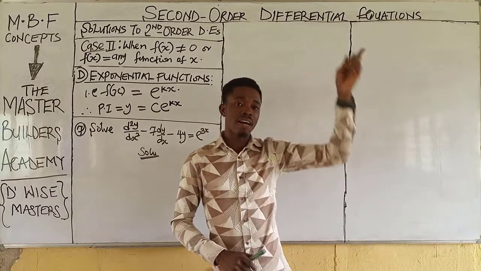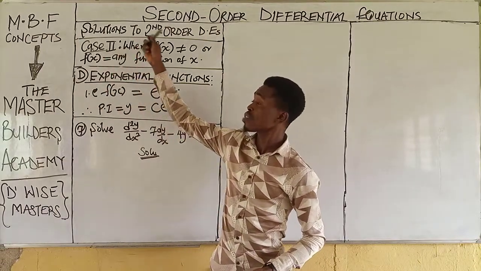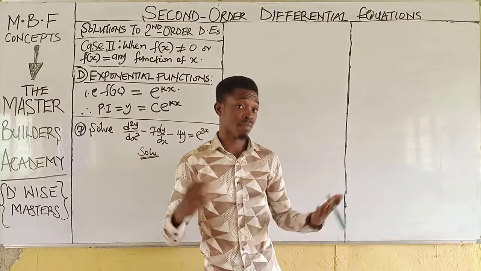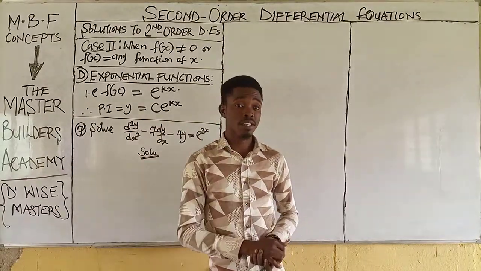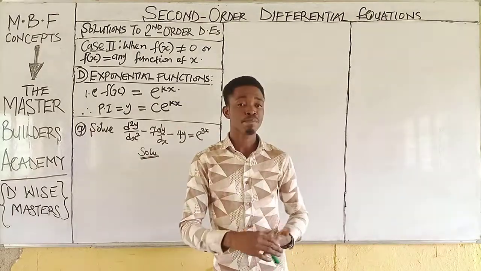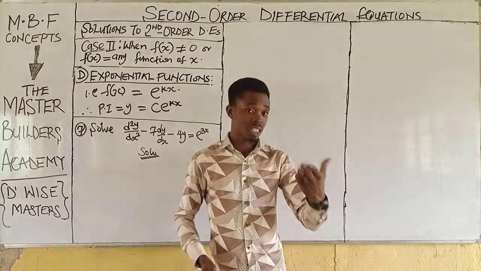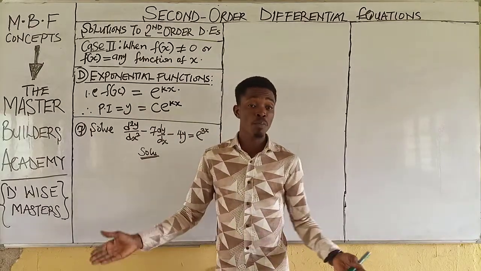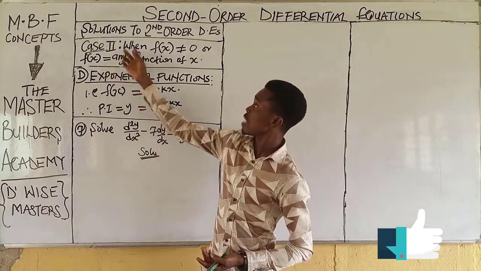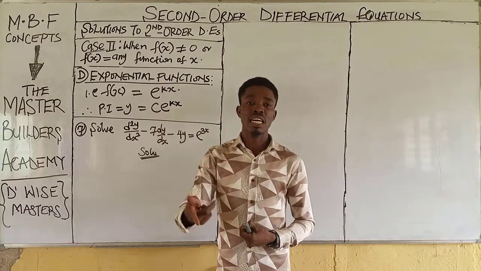Now on the board we have a second order differential equation, and we have been providing solutions to second order differential equations. In providing solutions, there are two major cases. Case one is when f of x is equal to 0, which is the right hand side of the second order differential equation being 0. That is case 1. We have looked at that. Then we are looking at case 2, where f of x is not equal to 0, but is any function of x.